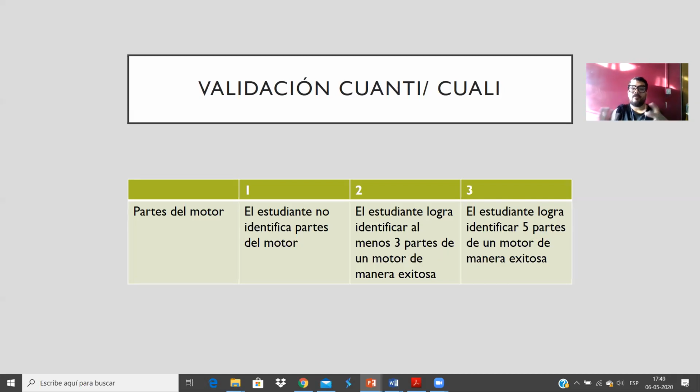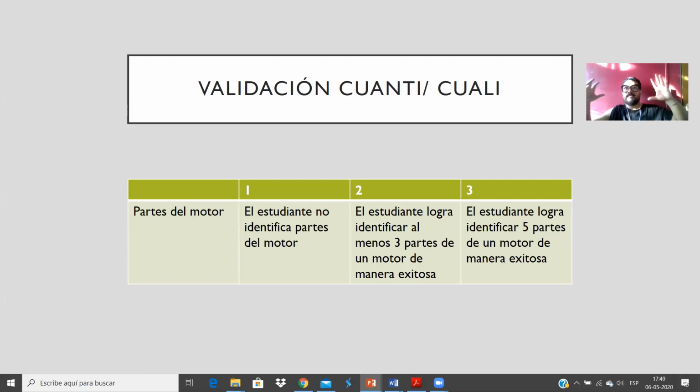Yes? You cannot put, for example, I don't know, grammar. El estudiante usó el presente simple. El estudiante usó el presente simple en todo el texto. El estudiante usó el presente simple cuando se le pidió. That's not validated, no tiene validación. You can say the student used the structure at least 3 times in a successful way.